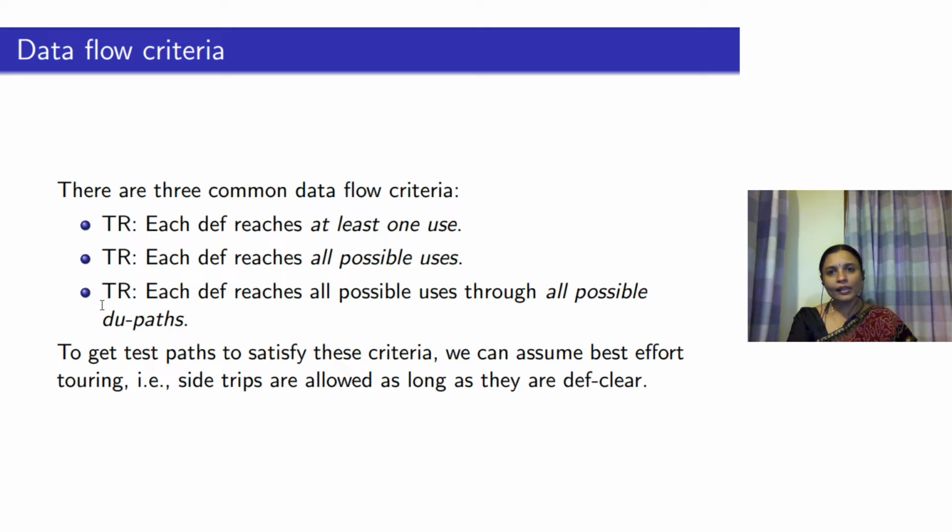So to summarize, there are three data flow coverage criteria. First one says every definition reaches at least one use. Second one says every definition reaches all possible uses. Third one says every definition reaches all possible uses through all possible DU paths. And as I told you in the previous slide, if any of these test requirements become infeasible, allow side trips and detours as long as they are definition clear.